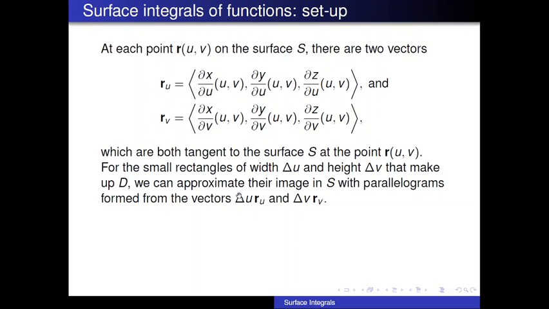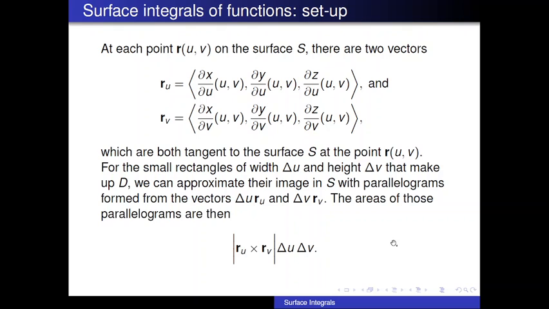But now here, since each one of these vectors is really just scaled by some other constant, delta u and delta v, we can yank those scalars out of our cross product and then take the length afterwards. So we've got that the area of these parallelograms will then be the length of the cross product Ru cross Rv times these two scalars, delta u and delta v.